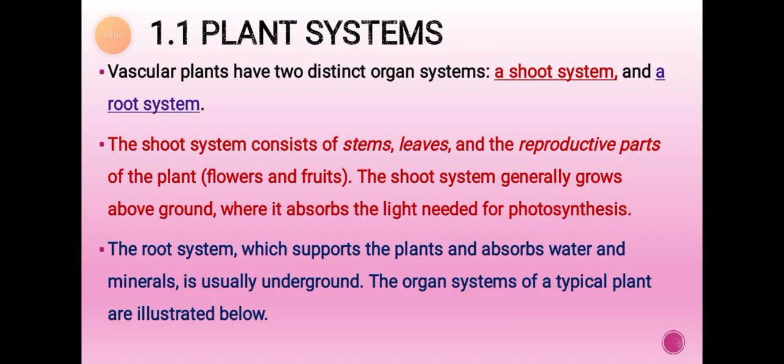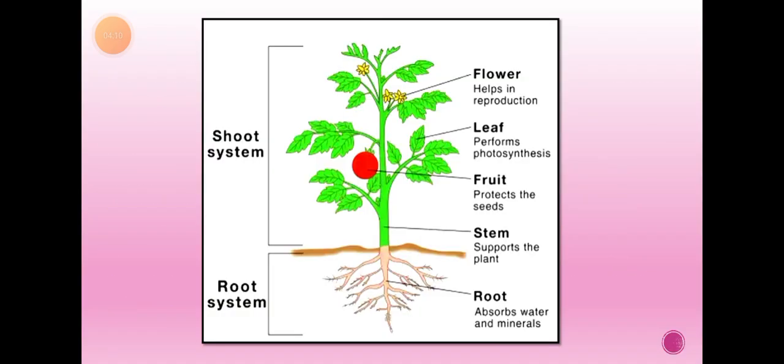It's present mostly underground. Now the organ systems of a typical plant are illustrated over here. This is a plant that is present in front of you. It has a root system and a shoot system. In its root system, you can see it is present underground, or we can say below the ground.